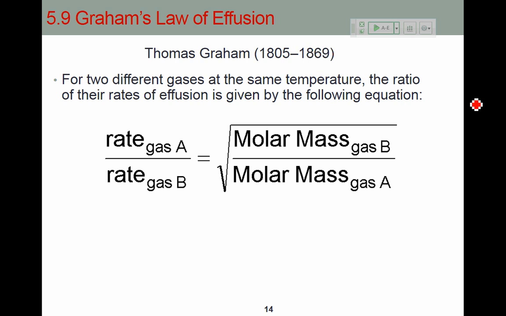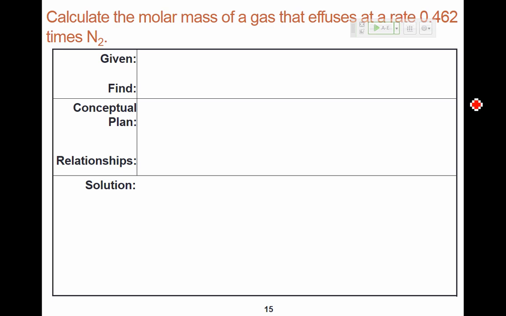So this is what we can use to figure that out. If we look at this one, we want to calculate the molar mass of a gas that diffuses at a rate 0.462 times N2. So that means, and again, this is a ratio. This isn't telling us the exact velocity it's diffusing. This is telling us the ratio of one gas diffusing versus the other.